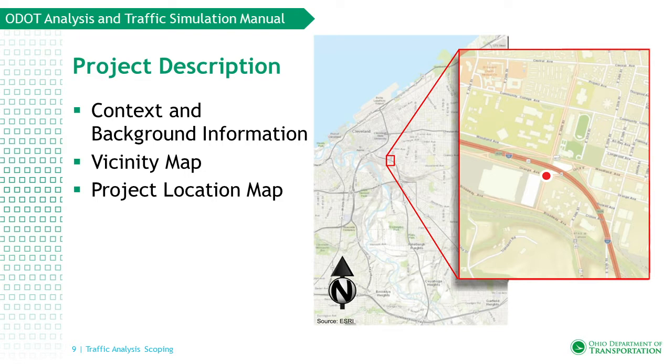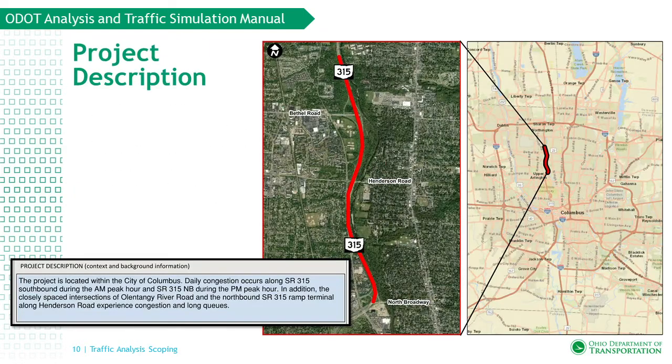A vicinity map and project location map must also be included with the traffic analysis scoping document. The vicinity map shows the larger region in which the project is located. The project location map is more focused in on the study area. Here's the project description and map for the sample project of State Route 315 from Bethel Road to North Broadway.